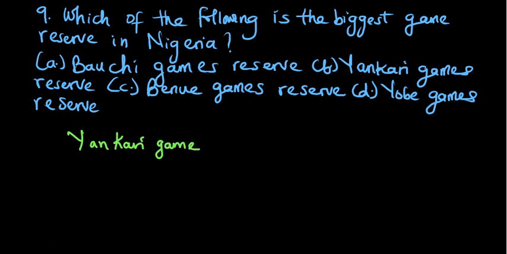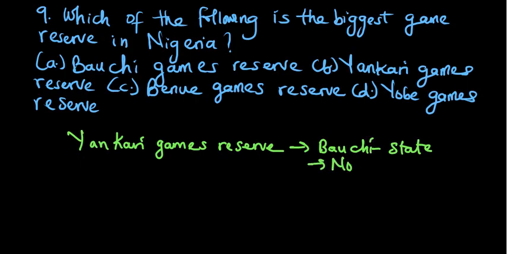So Yankari Game Reserve is located in what? In Bauchi State, in the northeastern part of Nigeria. So that's where we have the Yankari Game Reserve. So you should note that. So our answer here is what? If you look at it, they now say Bauchi Game Reserve. So it's a trap. Don't go and choose Bauchi, but choose Yankari Game Reserve. So let's move to the next question.